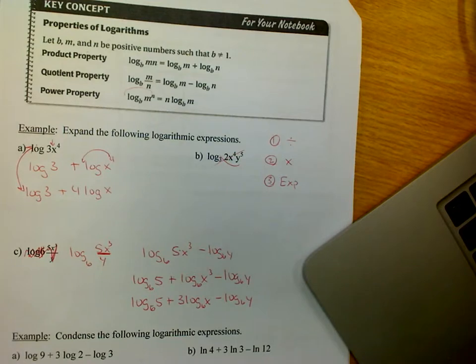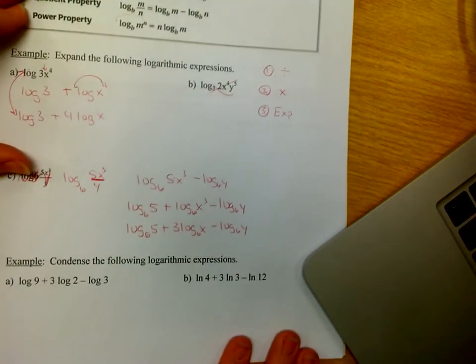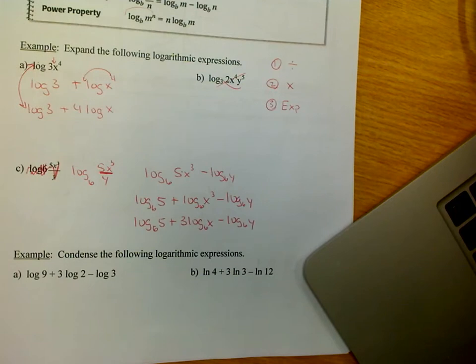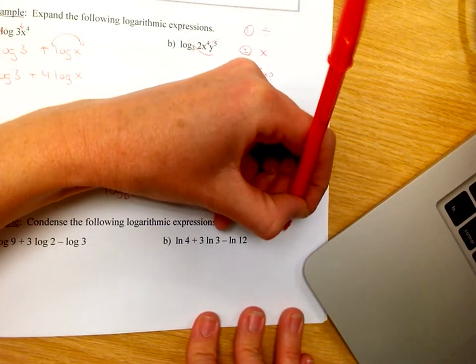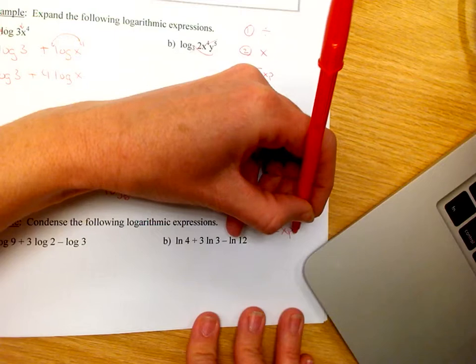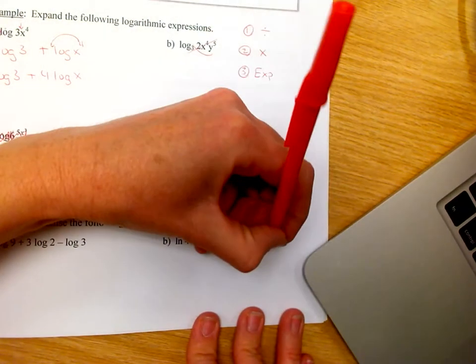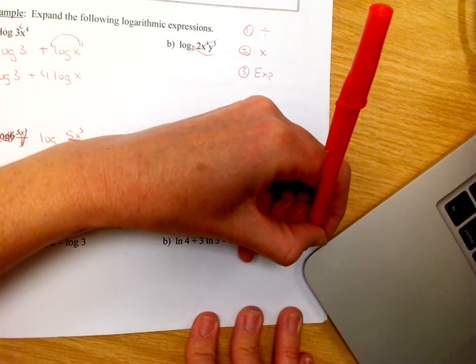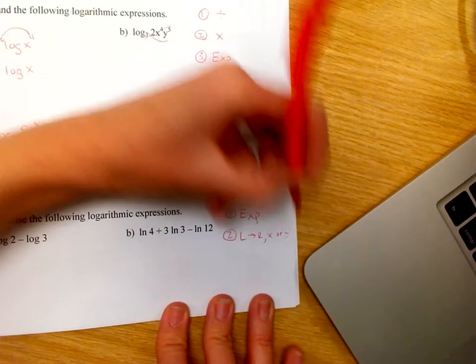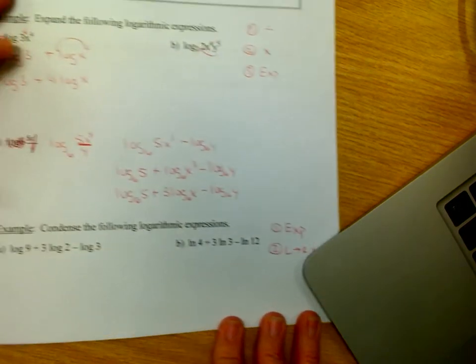Now, we'll probably use condensing more often than we would expanding. Condensing is when you take several log terms and you work in the opposite direction to get this down to one log term. And again, the steps that I normally go through is look for any exponents or numbers that used to be exponents and put those back. And then moving left to right, do any multiplication or division. It does not matter which one comes first.